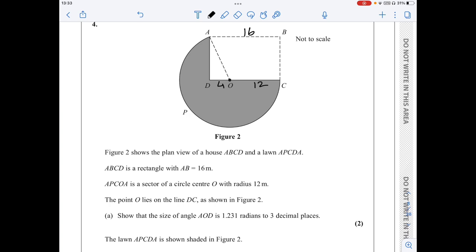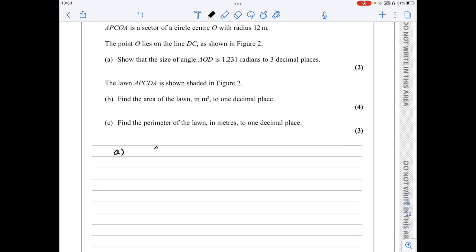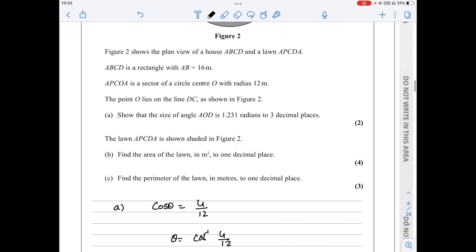The point O lies on the line DC as shown in the figure. Show that the size of the angle AOD is equal to 1.231 to 3 decimal places. So this side is also a radius, 12. So angle AOD, this angle is theta. I will be using cosine theta. Cos theta is adjacent side upon hypotenuse. So theta equals cos inverse of adjacent side upon hypotenuse. Simplify that, you should be able to get 1.231. So we have proved part A.